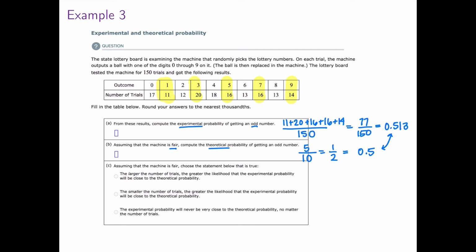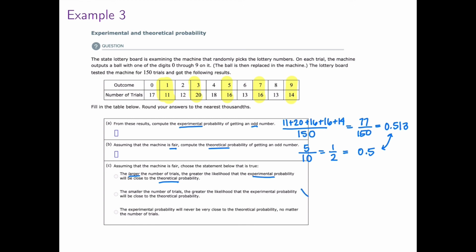All right, let's look at part C. Assuming that the machine is fair, which statement below is true? The larger the number of trials, the greater the likelihood that the experimental probability will be close to the theoretical probability. I think that one's going to be true, but we'll read them all to be sure. But notice that it says if you do a bunch of trials, then your experimental gets close to your theoretical. The second one said the smaller the number of trials, the greater the likelihood that the experimental probability will be close to the theoretical probability.